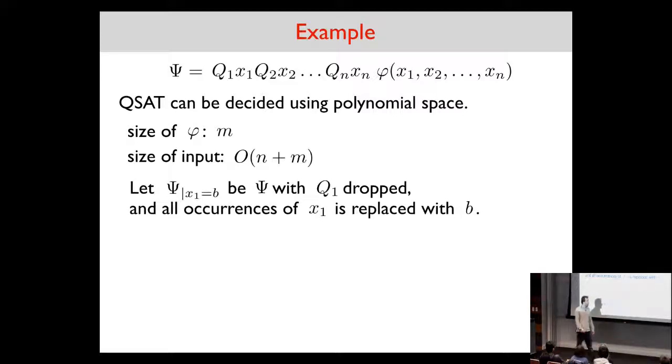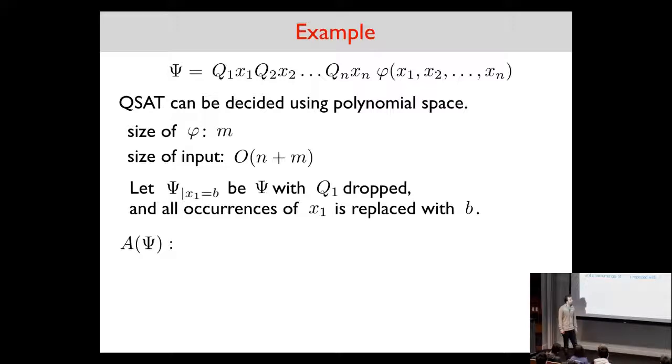And then let's make a definition here. Given some quantified Boolean formula psi, let's denote by psi with the restriction that x1 equals b, and here b is either 0 or 1, the same as psi, but we're going to drop the q1, the first quantifier. And all the occurrences of x1 in the formula phi are going to be replaced with b. And b, as I said, is 0 or 1.